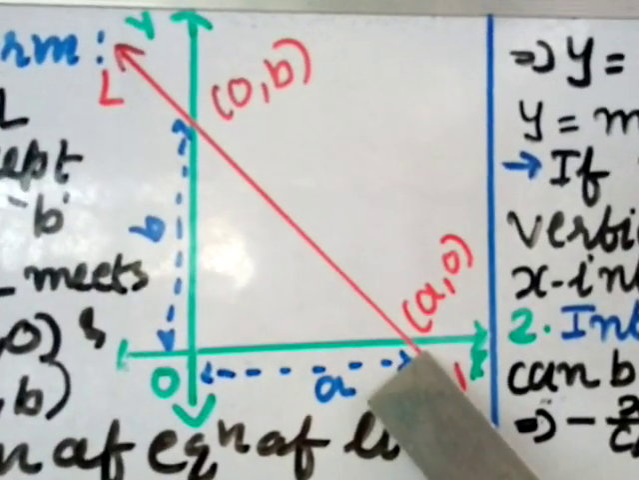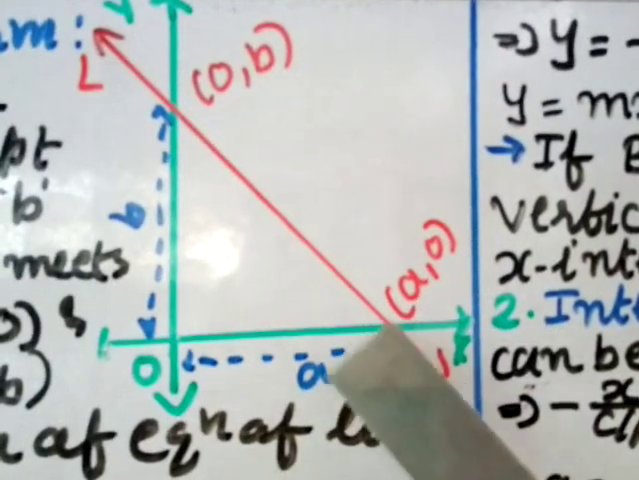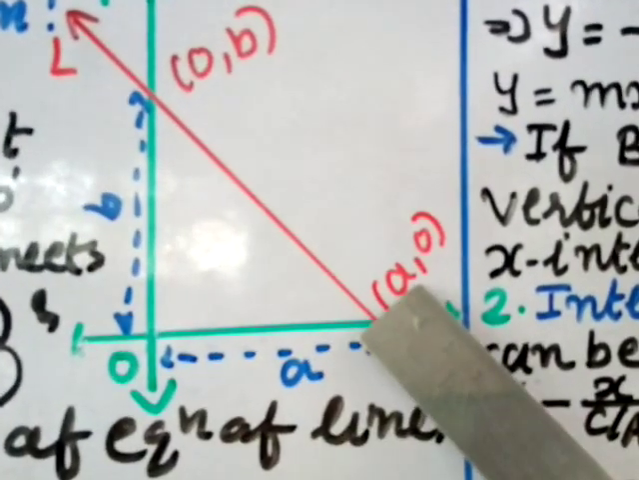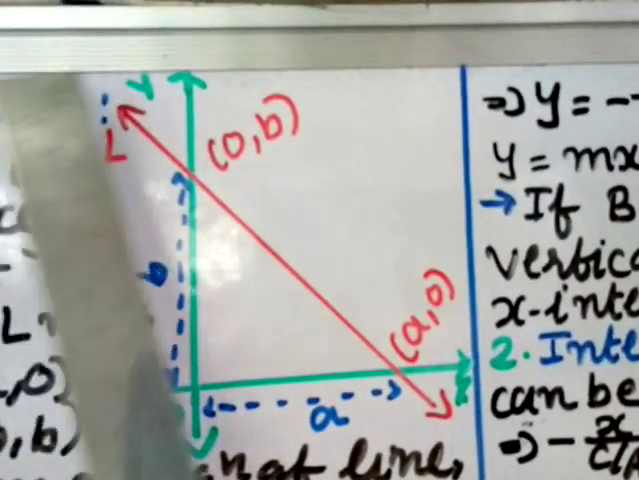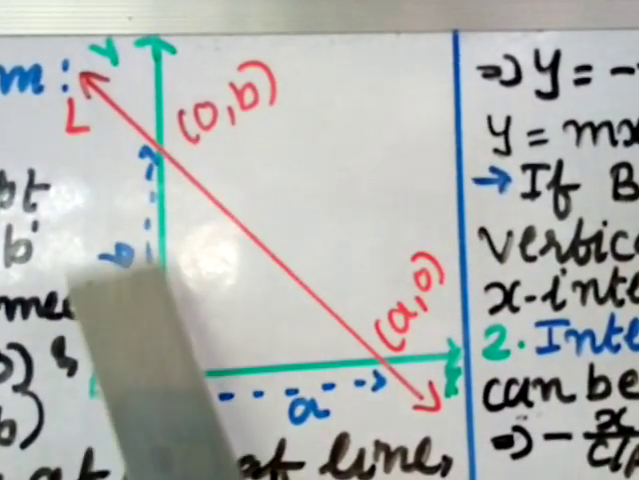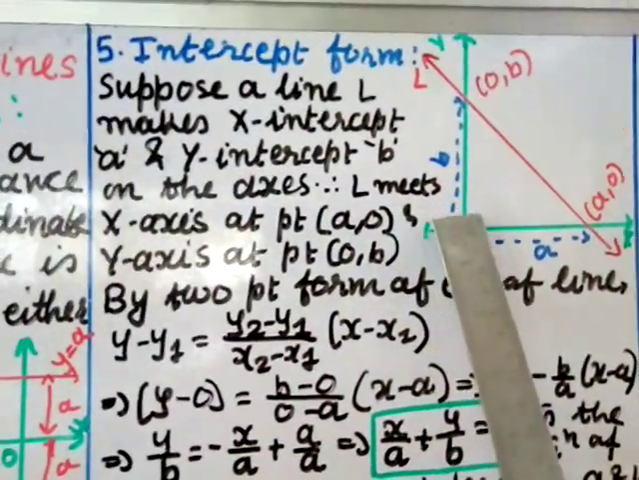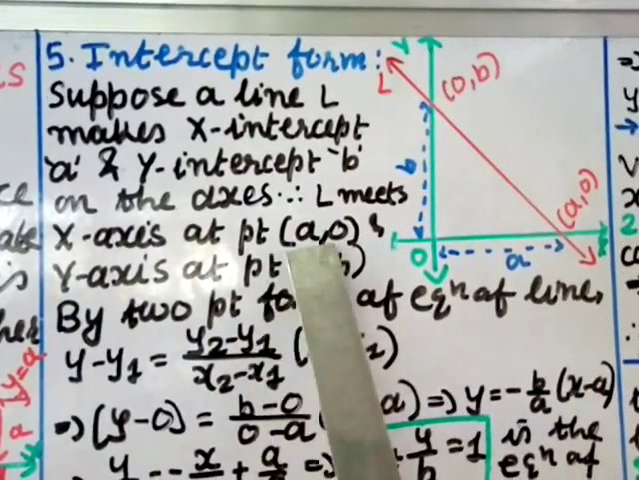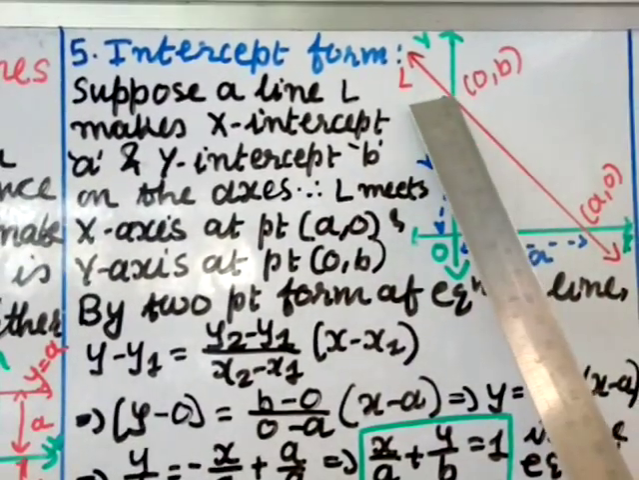Now the point which is intersecting line L and the x-axis, this distance is a, that is x, and the y coordinate is 0, and when it is intersecting the y-axis, the x coordinate is 0 and the y coordinate is this much distance, that is b. Therefore L meets the x-axis at point (a, 0), this point, and the y-axis at point (0, b), that is this point.